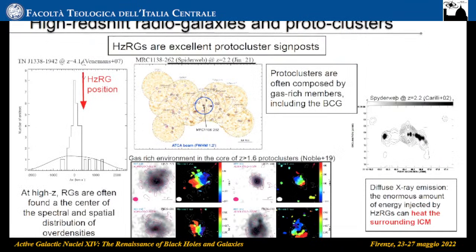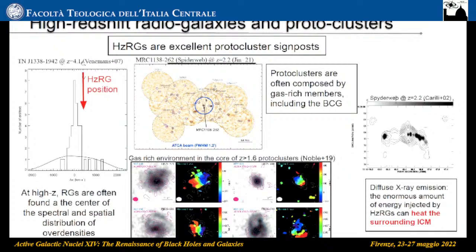Indeed, we know that high-z radio galaxies are excellent protocluster signposts, because they are often found at the center of the spatial distribution of the members of clusters. In general, they show higher star formation rates, stellar mass, and luminosity from the X-ray to the radio band. Unlike their local counterparts, they are often hosted by gas-rich galaxies, and this is true also for all the members of high-z protoclusters. And in general, we also find a diffuse molecular gas component at the center of protoclusters.